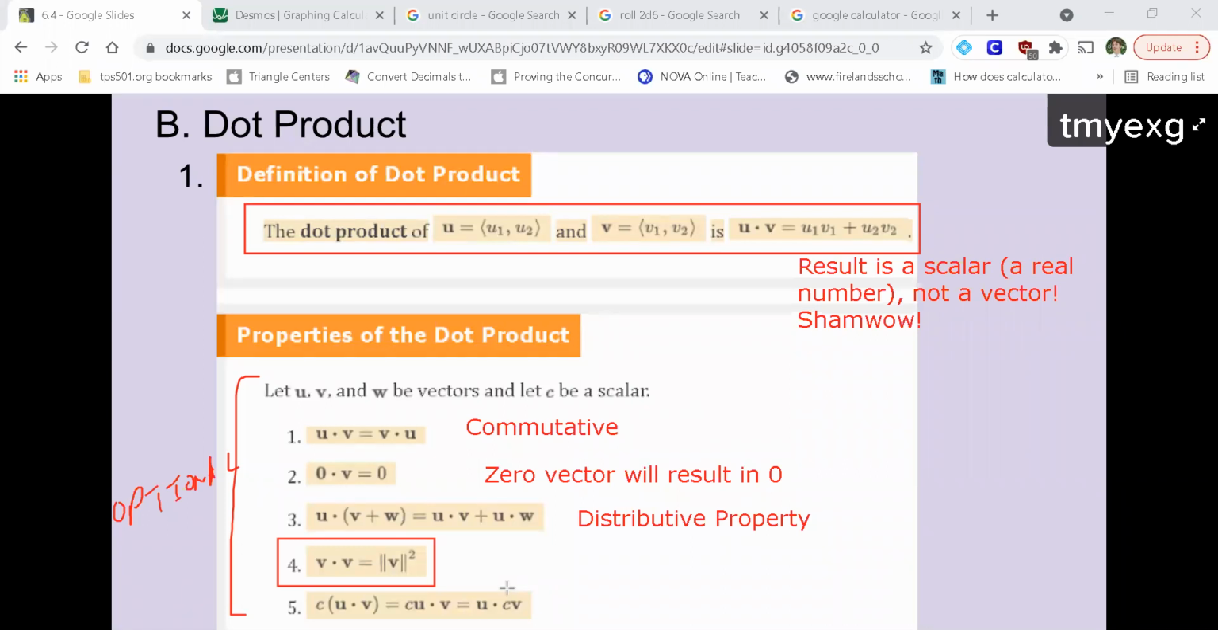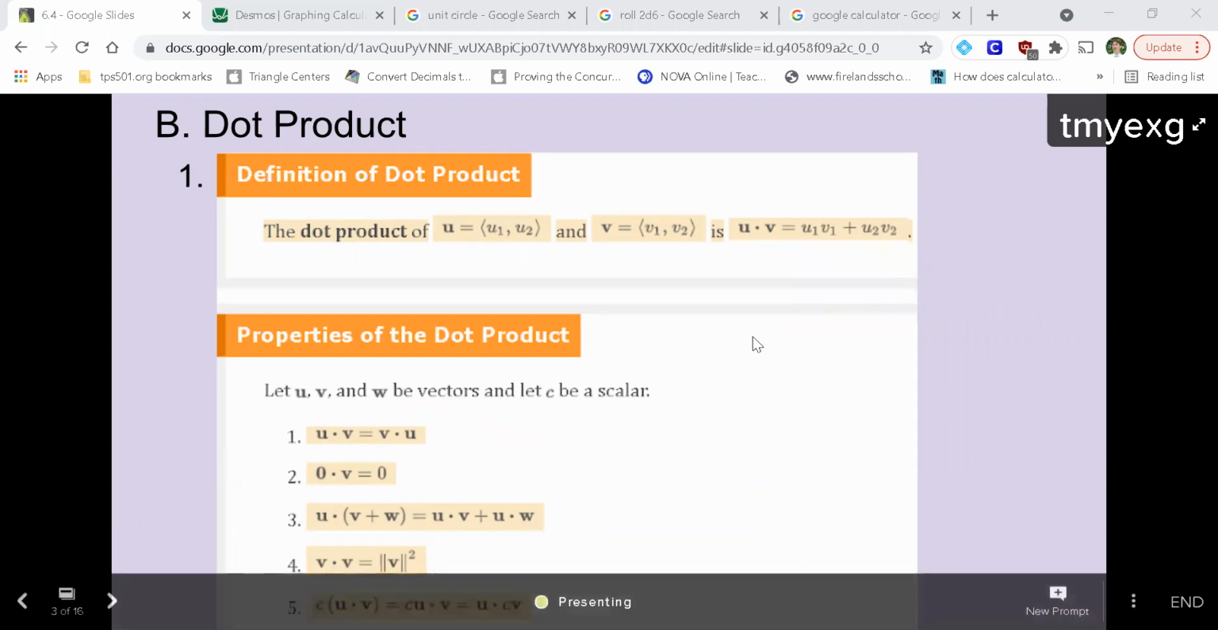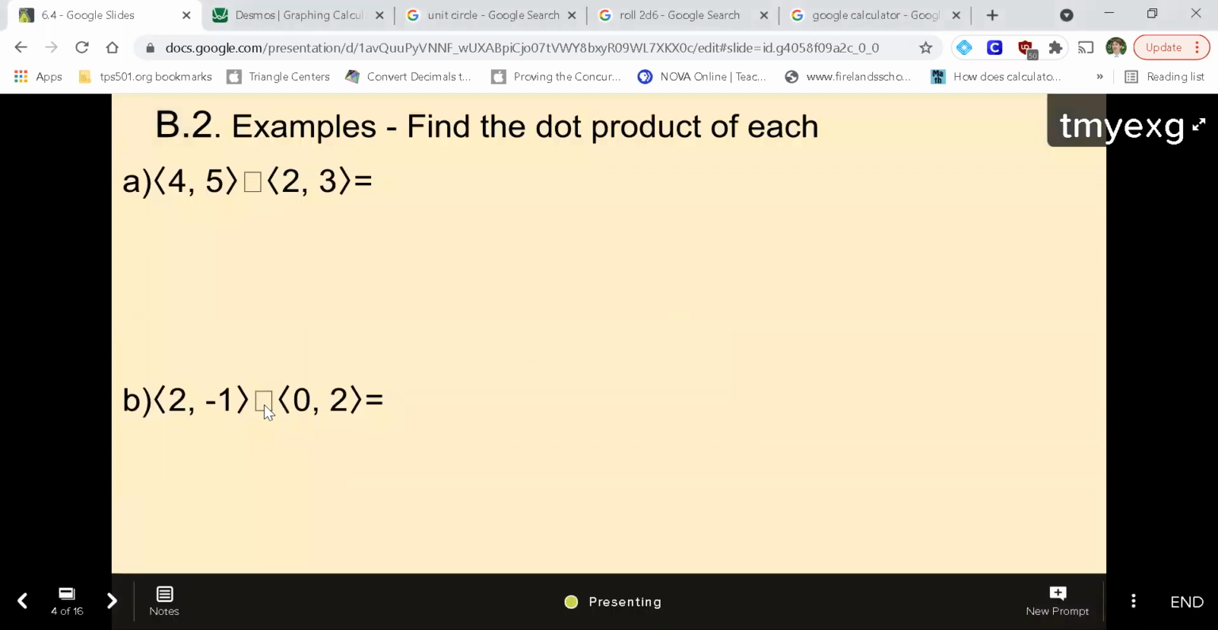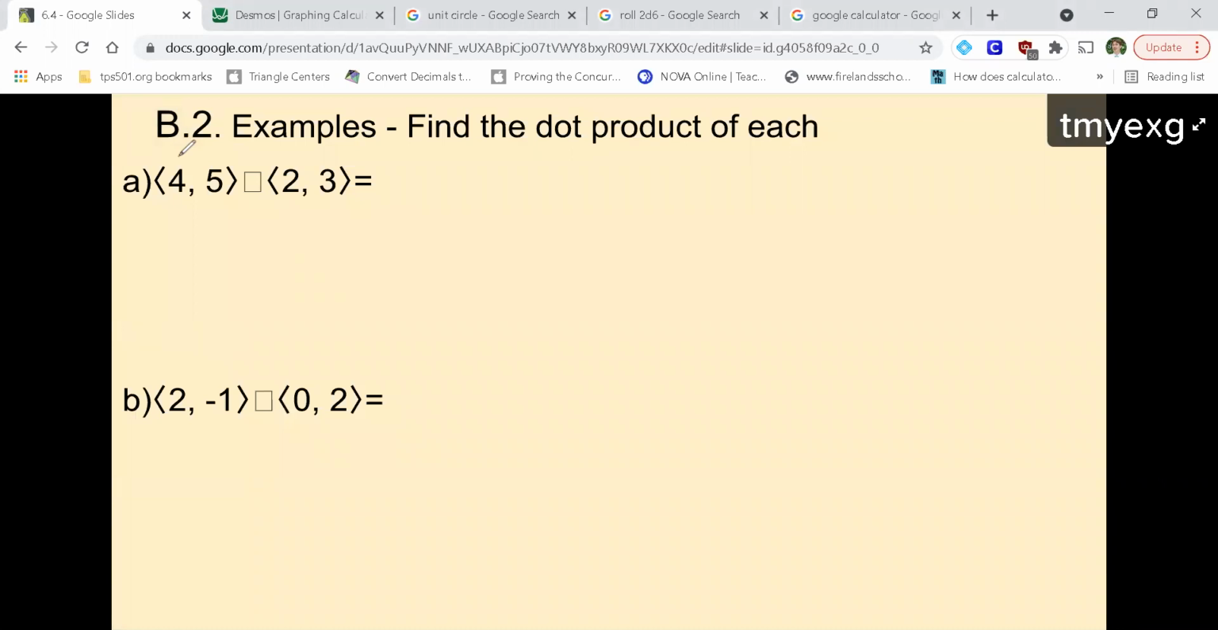Okay, let me show you some dot products. You'll see that this ain't too bad. This is actually a pretty fun lesson. Oh my, what is this? Okay, apparently Google Slides does not like the special character of the dot. So that's a dot. Ignore the rectangle or the square.